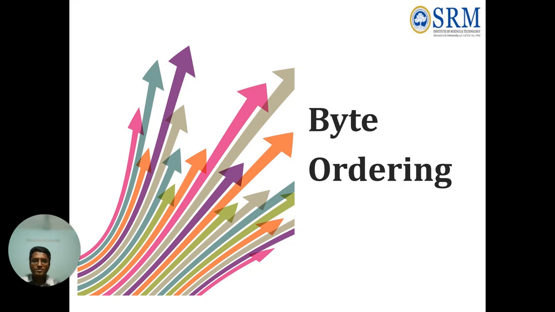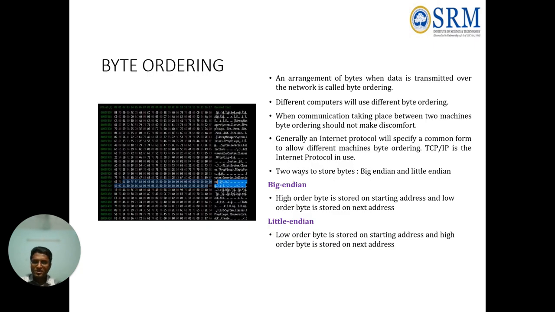Byte ordering. Speaking about this, byte ordering is generally nothing but an arrangement of bytes when the data is transmitted over the network. So it's generally called byte ordering.